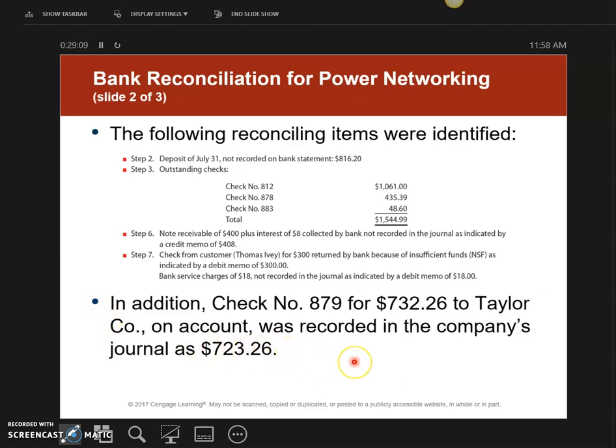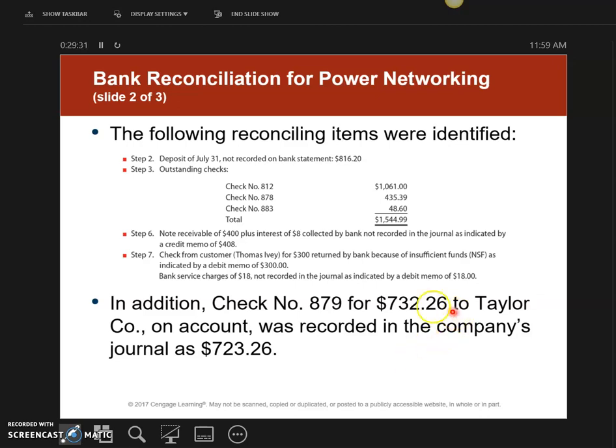Again, I want to say this in my own terms. We know the difference is $9. I was supposed to subtract $732.26, but I only subtracted $723.26. How do I fix it? And you're correct if you said subtract the $9.